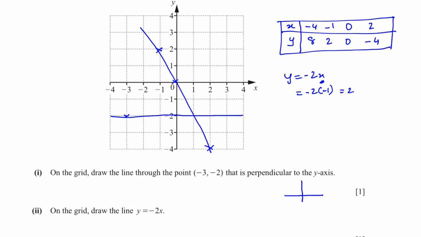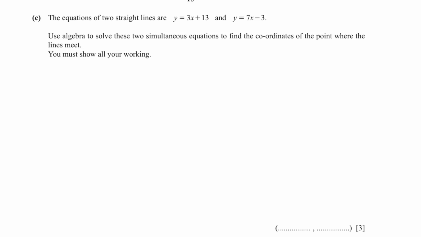We are done with joining the line. In C, the equations of two straight lines are given to us, and we have to use algebra to solve the two simultaneous equations to find the coordinates of the point where the lines meet. You must show all your working.